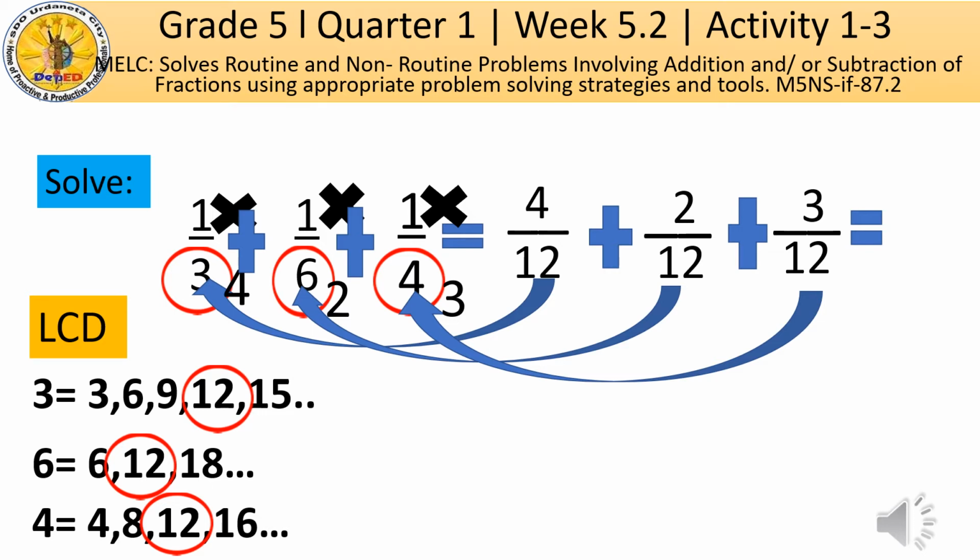Then let us add all the numerators. 4 plus 2 plus 3 is equal to 9. And for the denominator, just copy 12, the same denominator. The answer is 9/12.